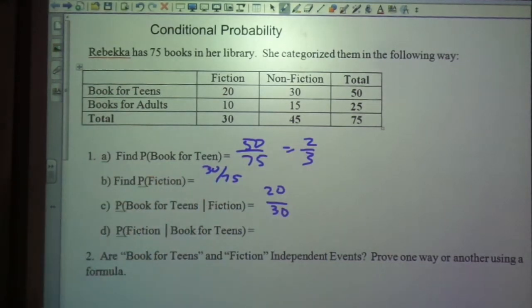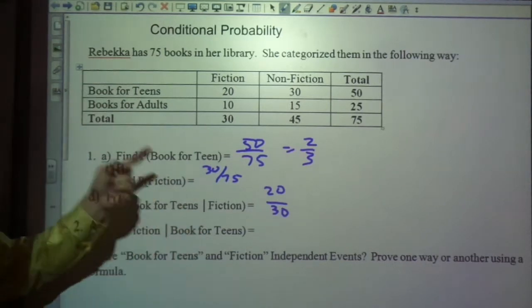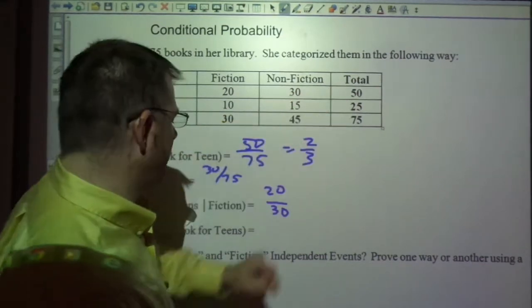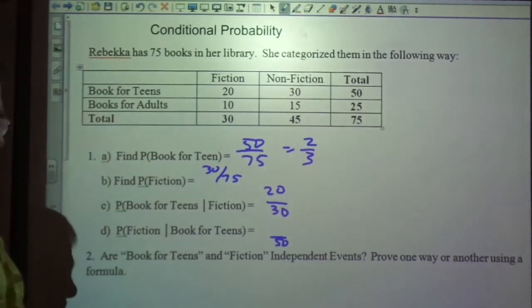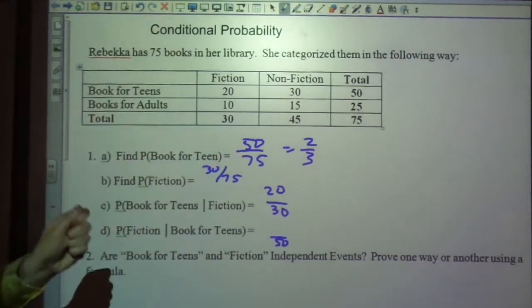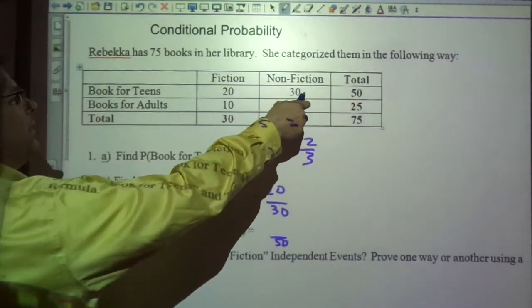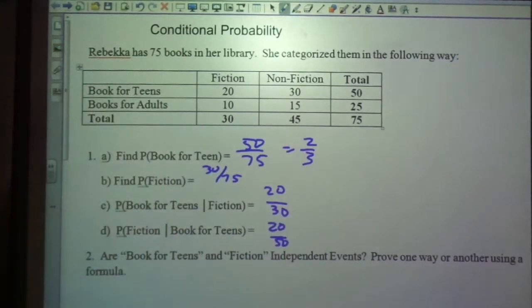Same thing here. What's the probability of a fiction book given it's a book for teens? We have to look first at the books for teens. How many books for teens are there? There are 50 of those. So we put those 50 books in a pile, and because we know it has to be a book for teens, find the probability that the book I pull is a fiction book. Out of the 50, how many of these are fiction? 30 nonfiction, 20 fiction, so 20 out of 50.